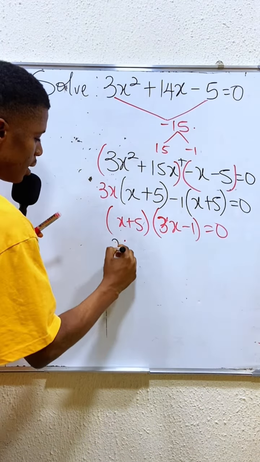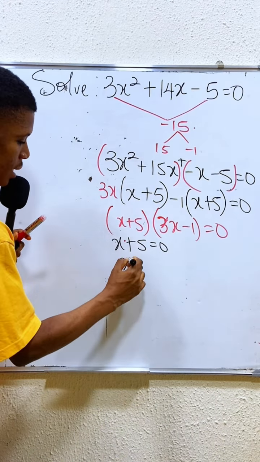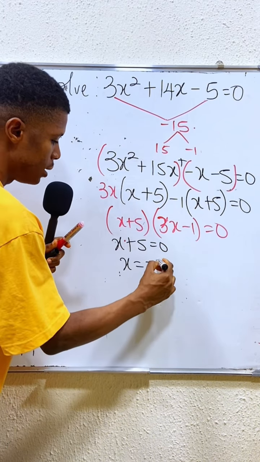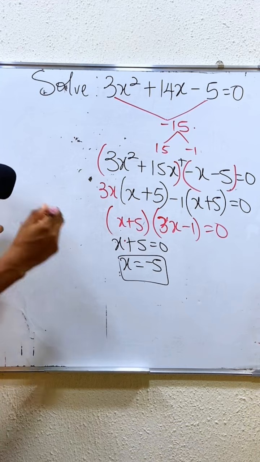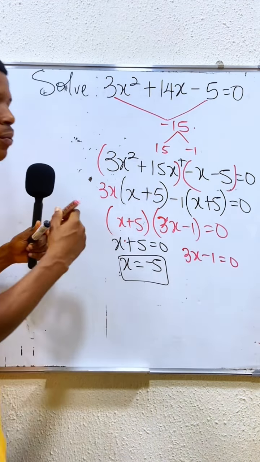So you can see that x plus 5 is equal to 0, meaning that x is equal to, you have to subtract this 5 from both sides, and that's minus 5. That's the first solution. Then for the second solution, you see that 3x minus 1 is equal to 0.